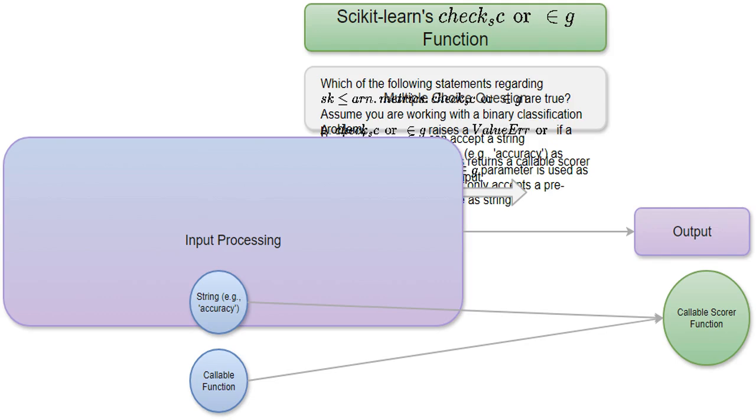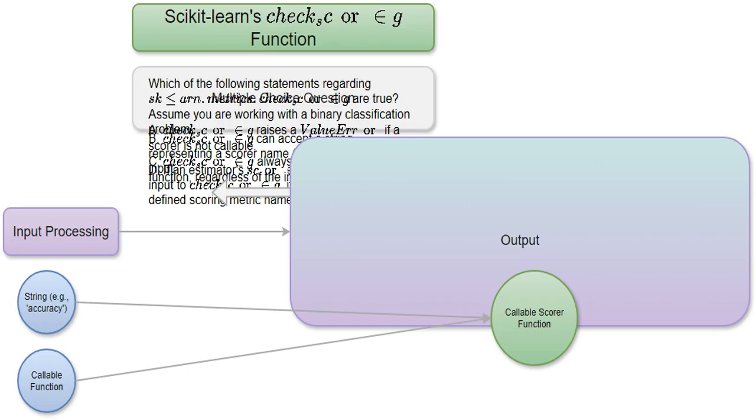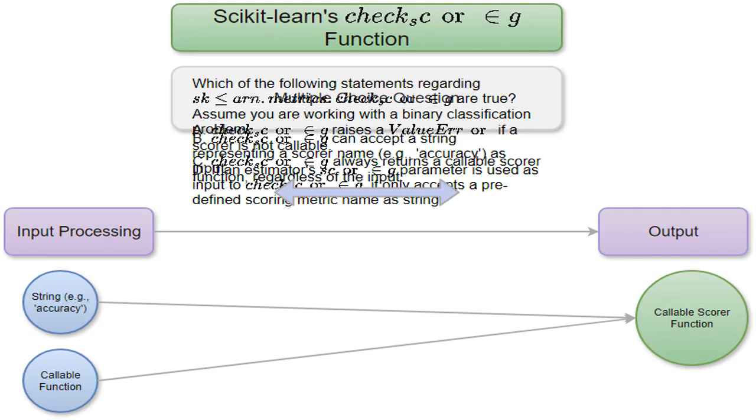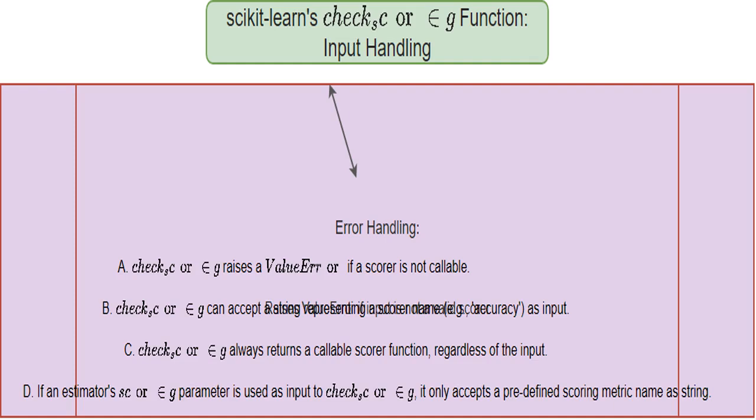Let's talk about how check_scoring handles what you give it, input. This is about what check_scoring gives you back, output. It can take a function as input. It can also take a string like accuracy as input. I'll explain the error handling. check_scoring is really strict. If you give it a scorer that isn't a function or a valid string name, it throws a ValueError. That's how it makes sure you're using it correctly.